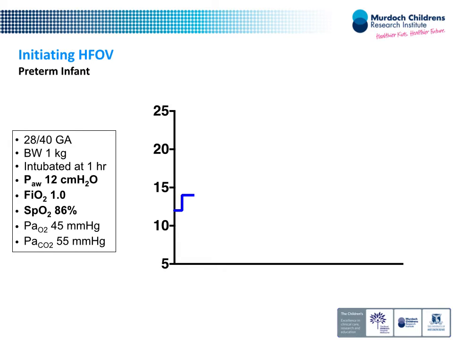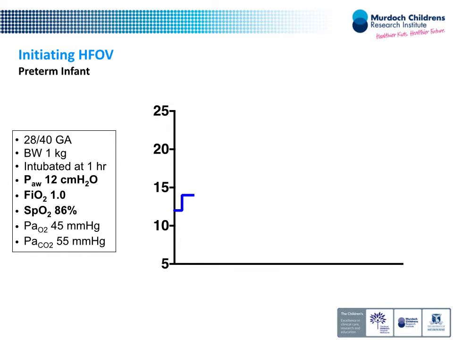So here we have a baby, 28 weeks, intubated early, on conventional ventilator, pre-surfactant. We have a mean airway pressure on the conventional of 12. We're in 100% oxygen. Our SATs preductally are at 86, and we have a CO2 which is on the upper end of high for what we accept, and we have clearly a big oxygenation problem. So we have ventilation and oxygenation problems.